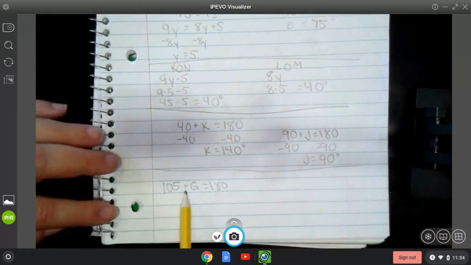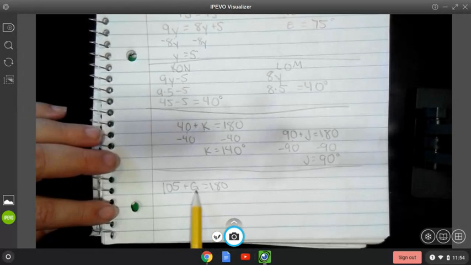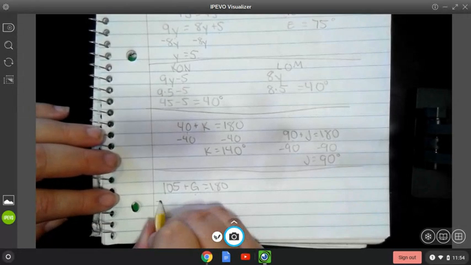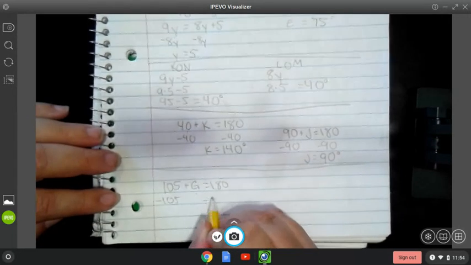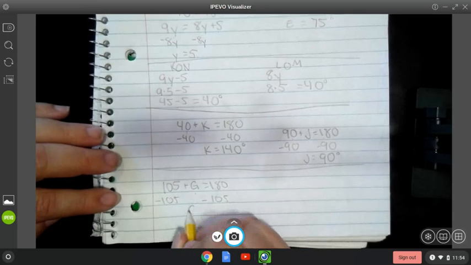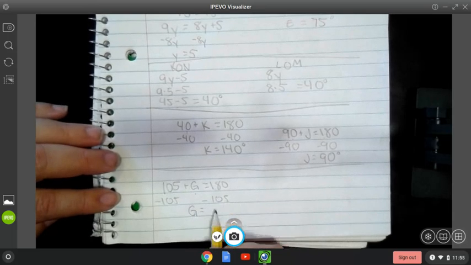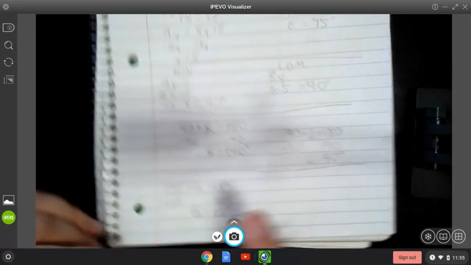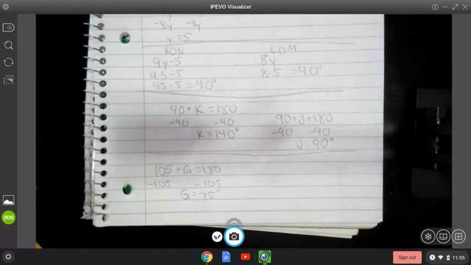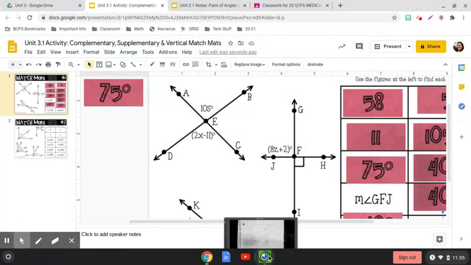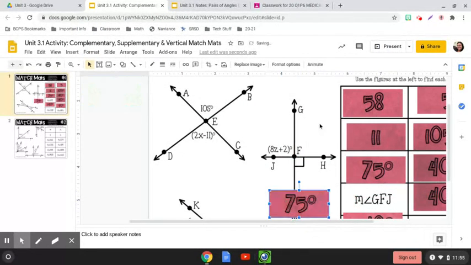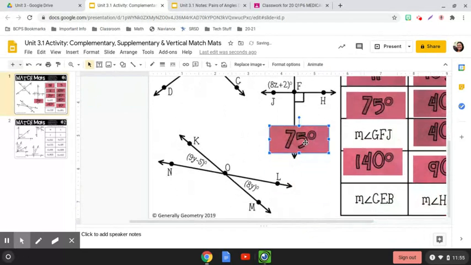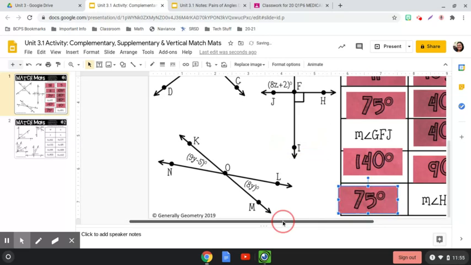So we have 105 plus g equals 180. So to get g by itself, we're going to subtract 105 from each side. And g is going to equal 75 degrees. So GEB is 75 degrees.